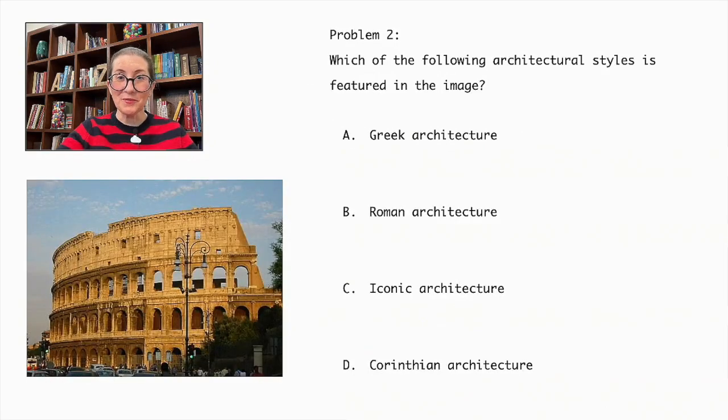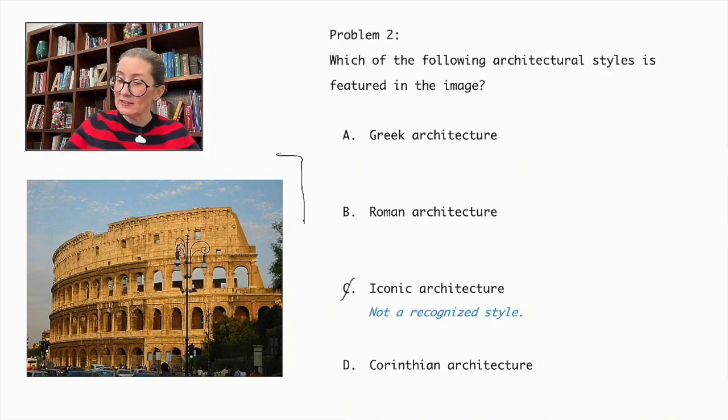Problem number 2. Which of the following architectural styles is featured in this image? Greek architecture, Roman architecture, iconic architecture, or Corinthian architecture? Right off the bat, we can eliminate iconic architecture. It is not a style of architecture. So now on to the others.